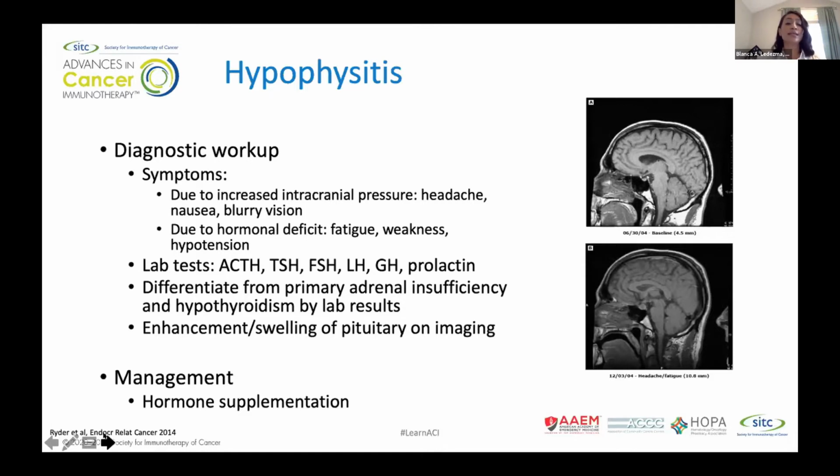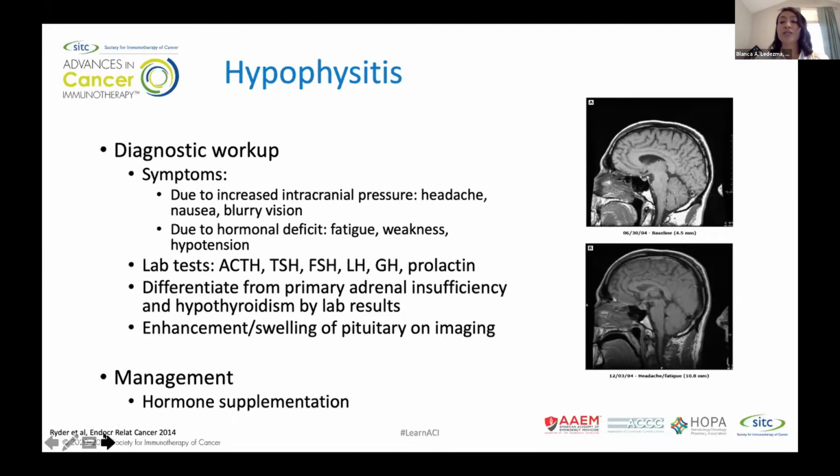And it's important that if we are going to initiate corticosteroids, we draw the labs first, prior to initiating the corticosteroids. And of course, you want to differentiate from primary adrenal insufficiency or hypothyroidism. If we have any suspicion, we could always do an MRI with pituitary cuts to further evaluate.